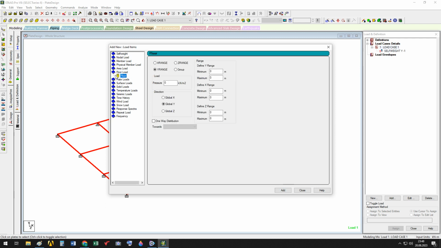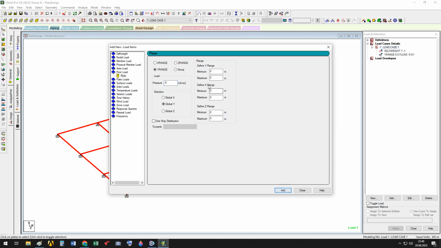Let's add floor load to the beams. Go y direction, minus 5 kilonewton per square meter. Actually, this is floor load. It is a pressure. Floor load is a pressure that acts on the floor. But it is distributed, calculated and converted to some trapezoidal member load and acted on the beams, as far as I know. And its y range is 0.